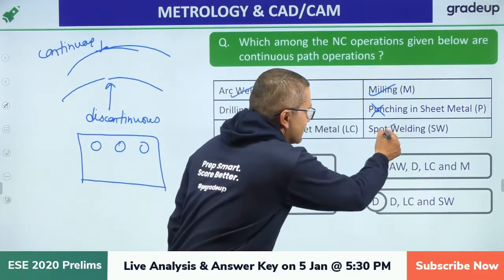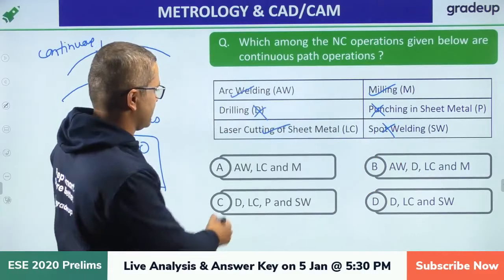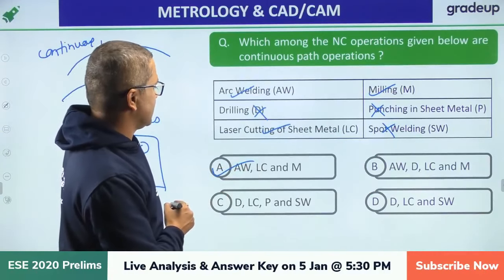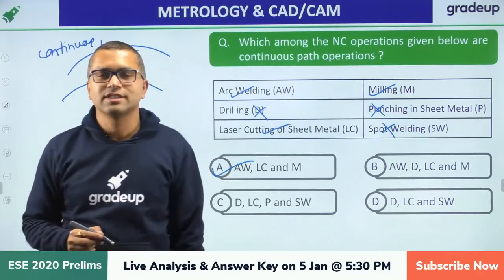Spot welding again is not continuous. What we have is AW, LC and M. So first is the option.